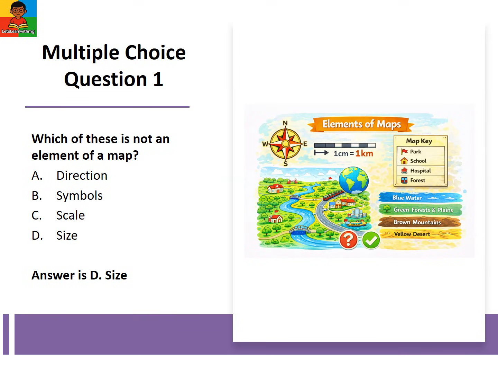Multiple choice question 1. Which of these is not an element of a map? A. Direction. B. Symbols. C. Scale. D. Size. The correct answer is D. Size.